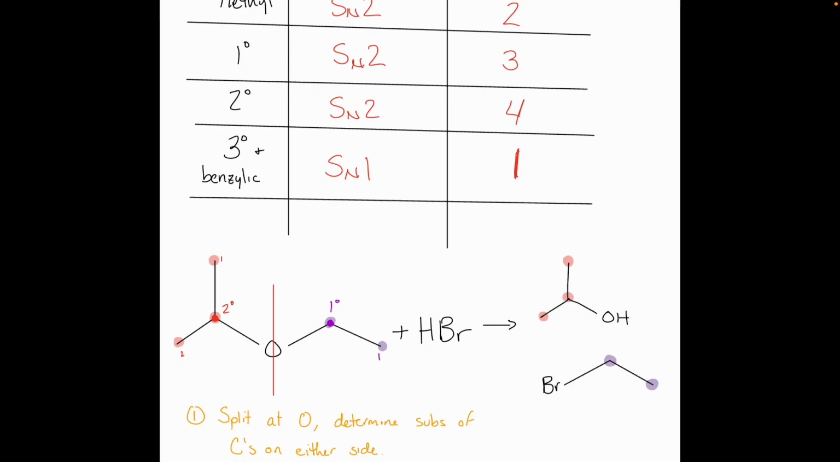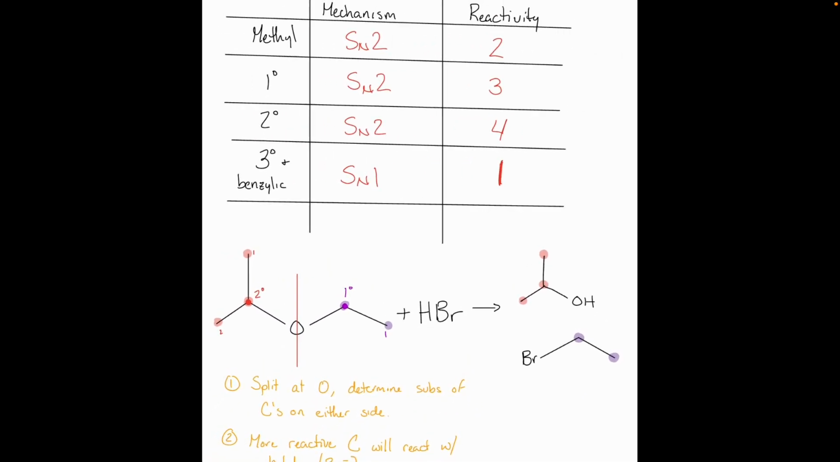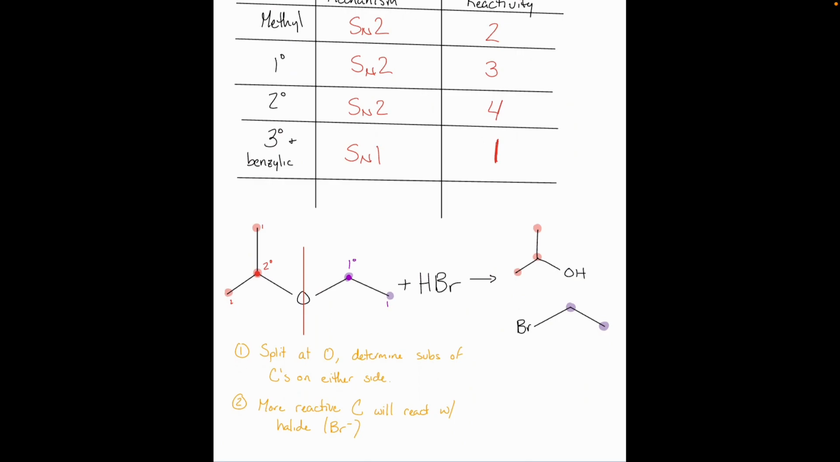So again, the whole idea of ranking these different carbons in terms of their reactivity is that the more reactive one is going to react with our halogen. So that primary carbon is what reacts with that bromide. All right, so let's just do a few examples.